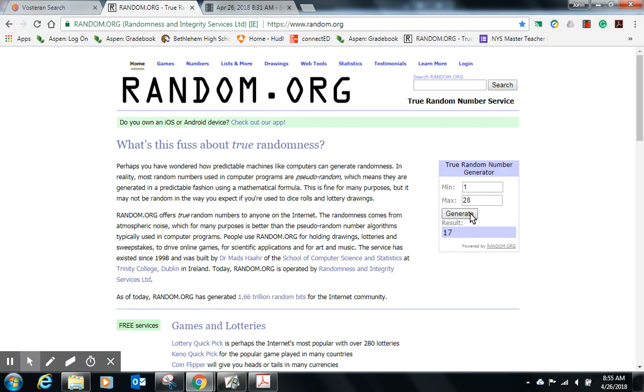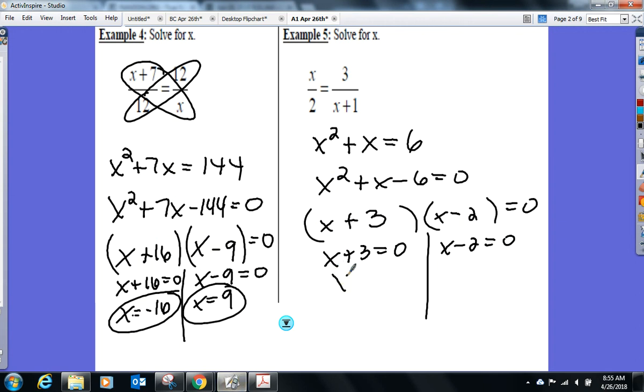Values of x, 17. Solving when 2 fractions are equal. Everybody all good? Questions? Okay, put that packet away. You know where we're going now? Regents packet.